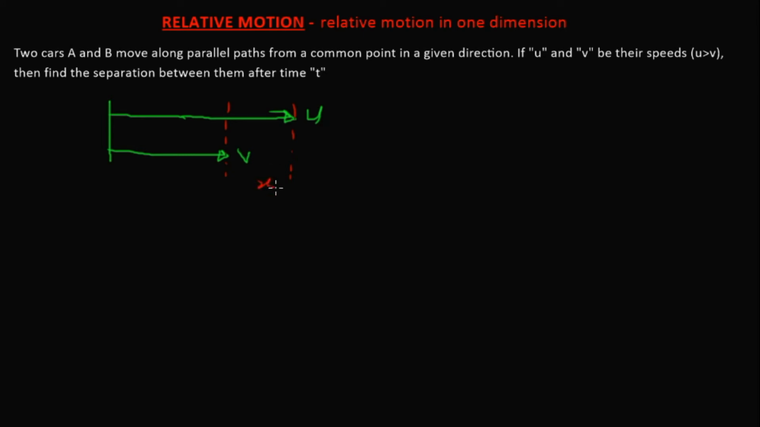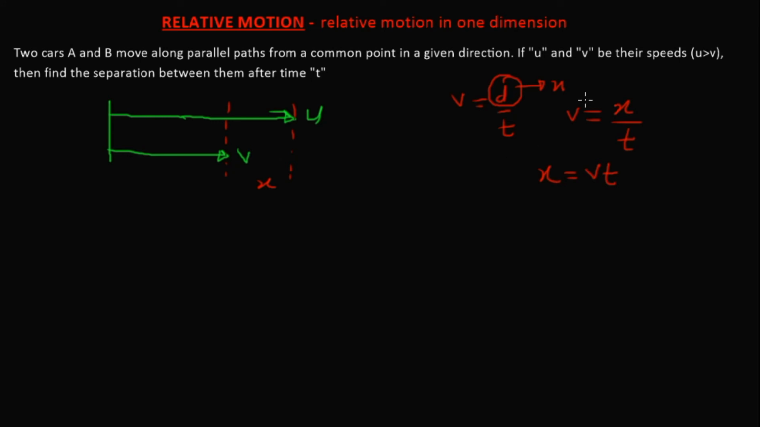Let's call it x. Now don't forget that velocity is displacement over time, or speed is distance over time. The word separation is the word distance. So we can say that the speed is distance over time, is the separation upon the time. So it means that the distance is velocity multiplied by the time.